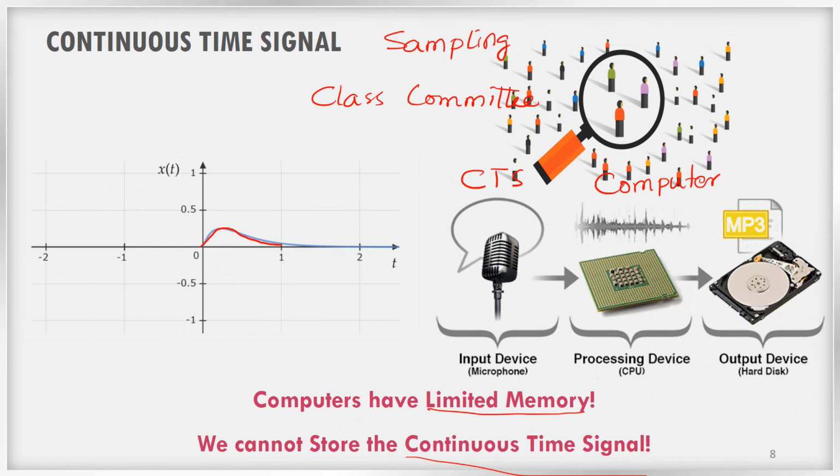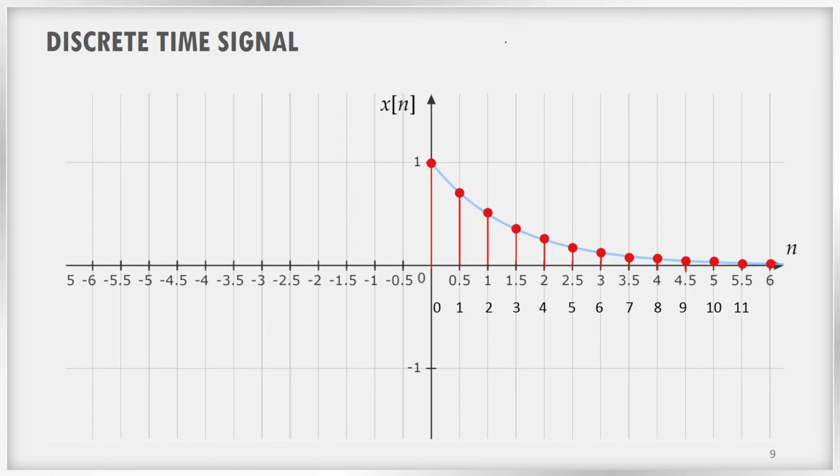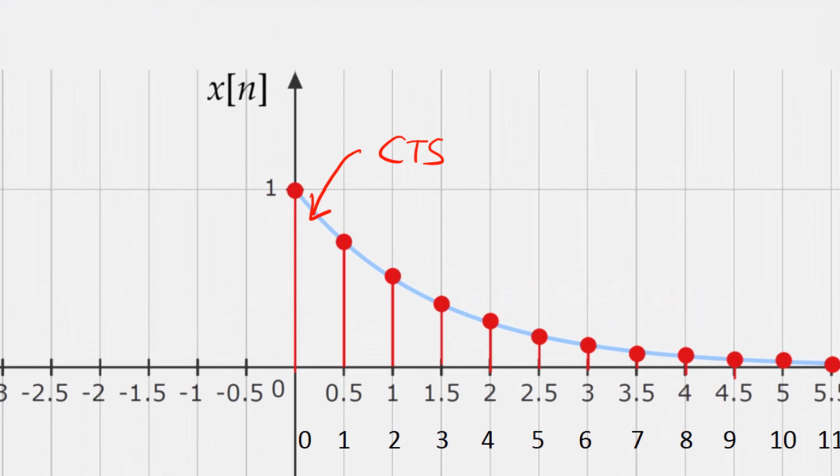So this sampling is required to store the continuous time signal in computers. We cannot take all the values, we can take only some values from the continuous time signal. So this leads to the second category of signal, which is known as discrete time signals. Here you can see that this blue color is the continuous time signal, and these red dots indicate the discrete time values of the signal.